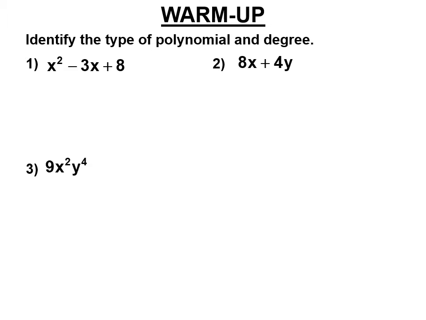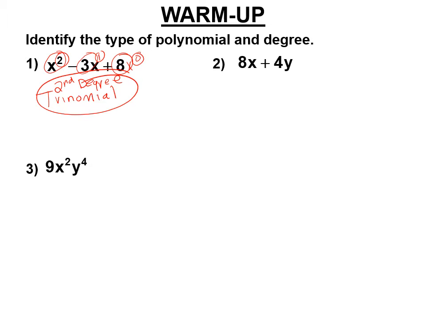All right, so the type of polynomial here, because it has three terms, the terms are separated by adding and subtracting, is called a trinomial. And this trinomial has a 2 for an exponent in that term, a 1 in that one, and a 0 in that one. You pick the number in the highest term. So the highest exponent is 2, so this is a second degree trinomial.